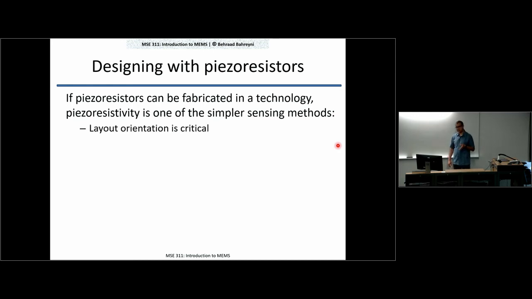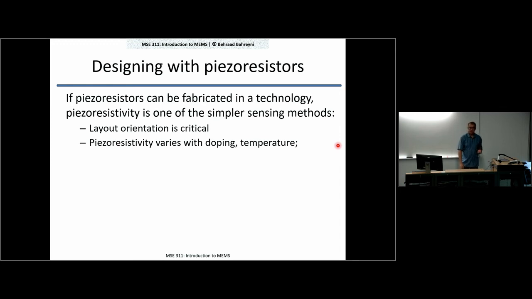Layout orientation is critical. If you are especially dealing with single crystalline material, there are orientations that give you maximized sensitivity to strain, and there are orientations that will be less sensitive to strain. So you want to make sure that depending on what you want to do, you're careful and you're aware of that. If you're dealing with polycrystalline silicon, for example, or other amorphous materials or things that are not sensitive to direction, then you don't really have to worry about this issue.